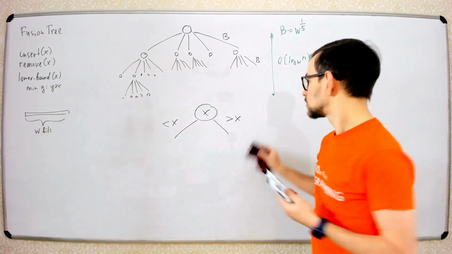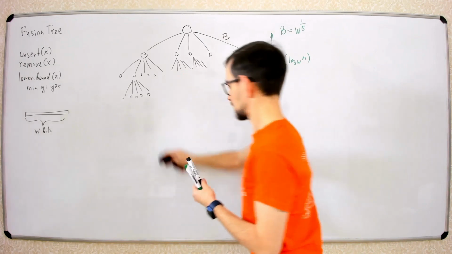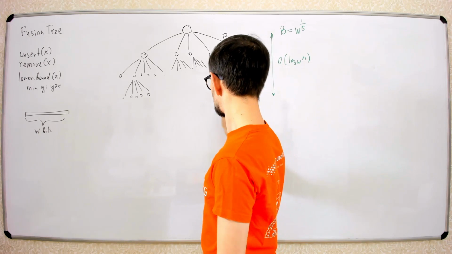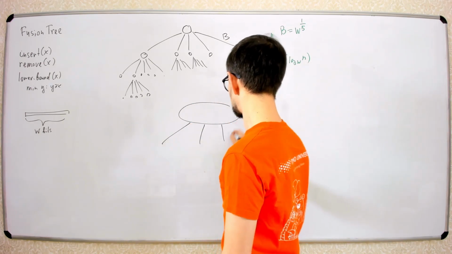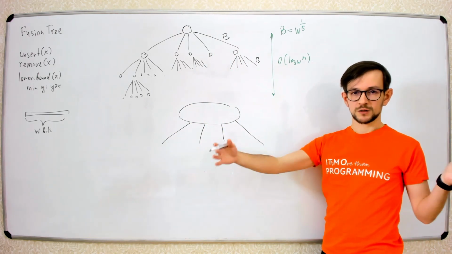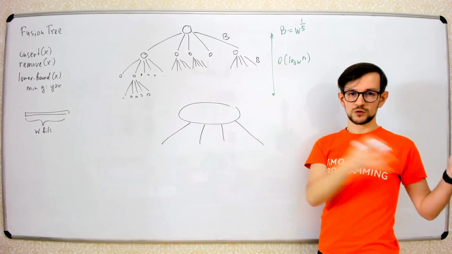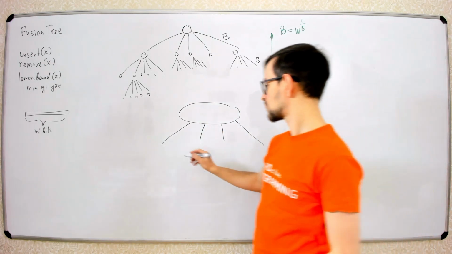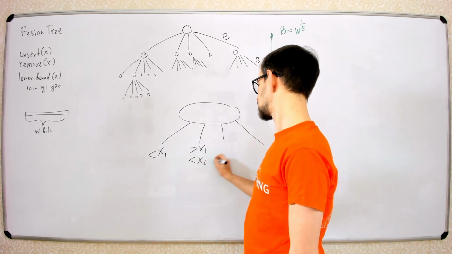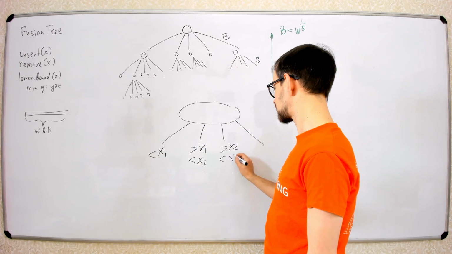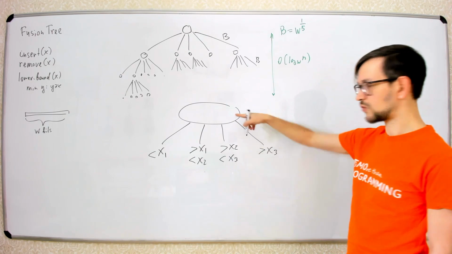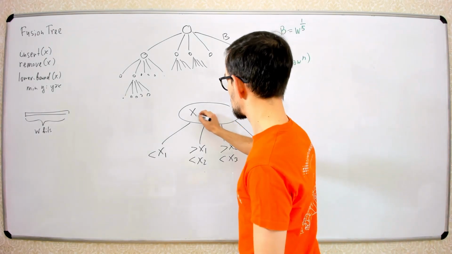If you have b children, for example, let's say you have 4 children. So you have the node, and it has 4 children. You need to split the whole segment of possible integers into 4 segments, right? So here you have all elements less than x1, here greater than x1 but less than x2, here greater than x2 but less than x3, and here greater than x3. So you need 3 keys here. So in each node you have 3 keys.